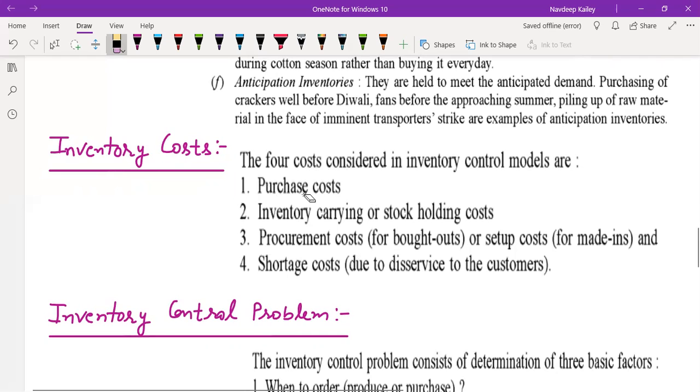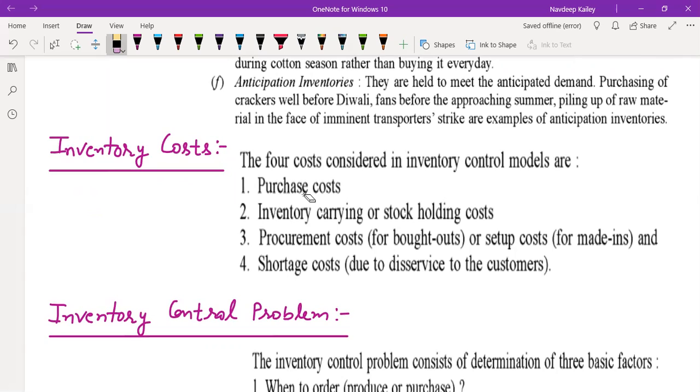First is purchase cost. What is purchase cost? It is the price that is paid for purchasing or producing an item. It may be constant per unit or may vary with the quantity purchased. If the cost is constant, it does not affect the inventory control decision. However, the purchase cost is definitely considered when it varies, as in a quantity discount situation. This is purchase cost.